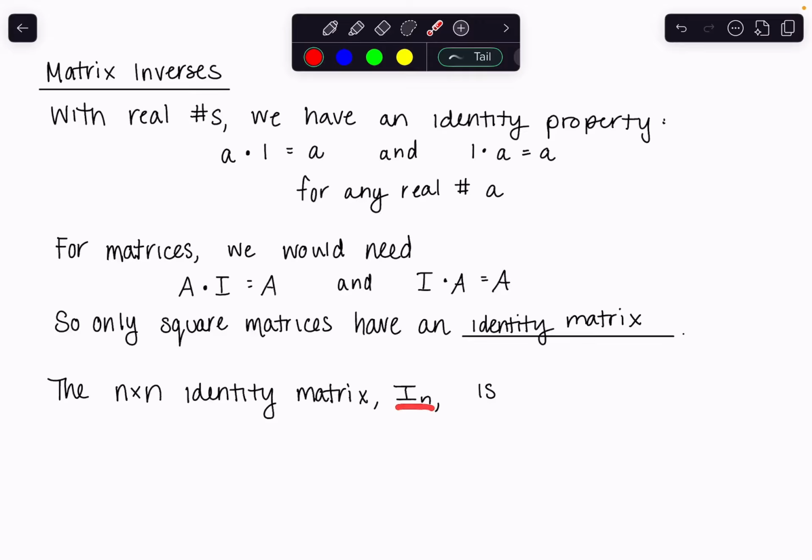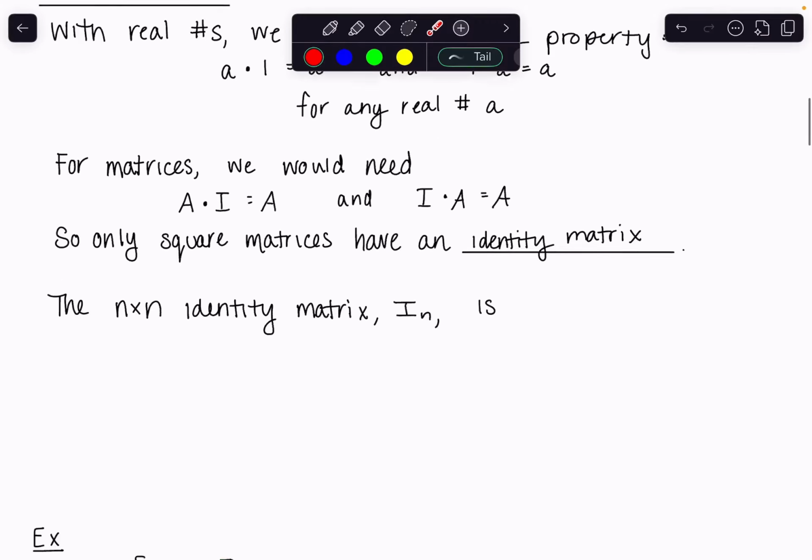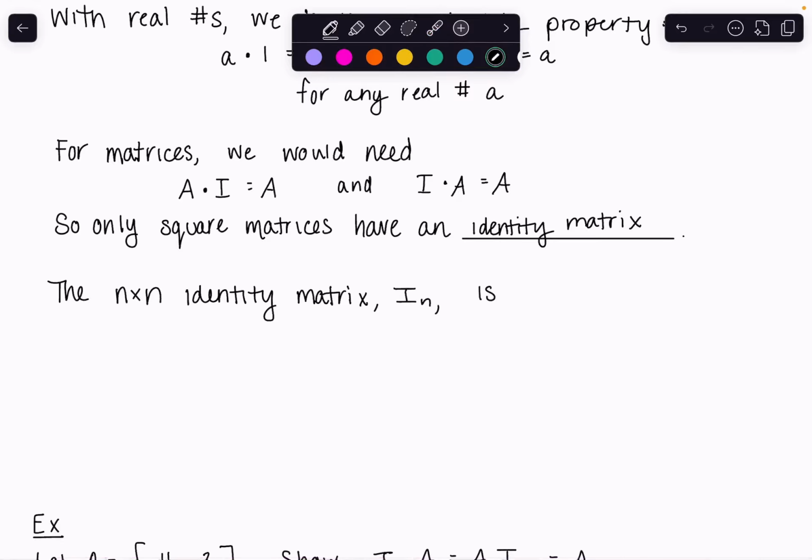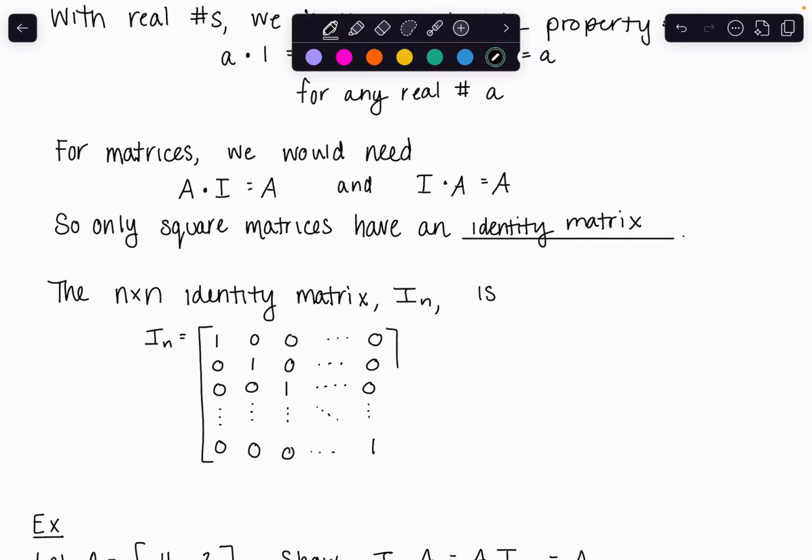So the n by n identity matrix is denoted with I sub n. It's got n rows, n columns. And the way we define this is you have ones along the diagonal, and then you have zeros everywhere else. So this would all be zeros, and you go down. Then my 2,2 spot is a 1, and everything else above and below it is a 0. My 3,3 spot is a 1, everything above and below it is a 0. And that pattern keeps happening until you get to the n,n spot, which is a 1.